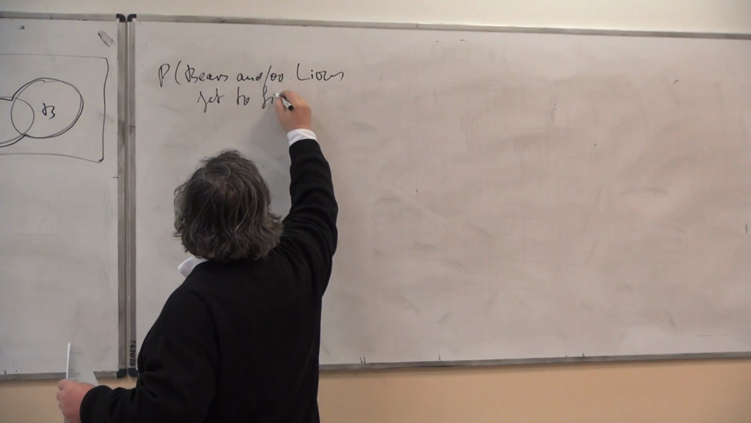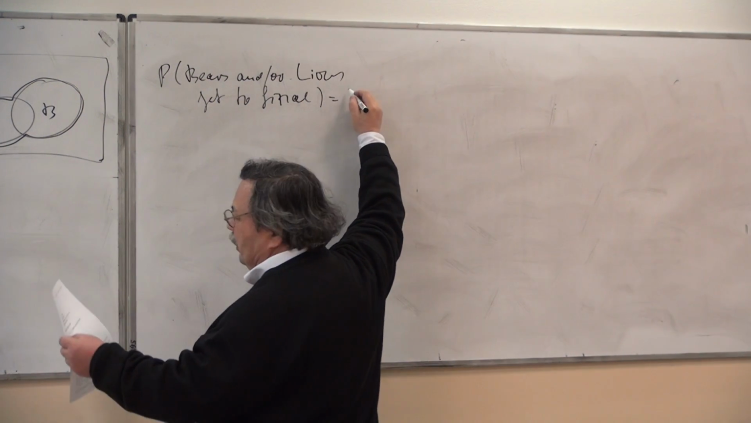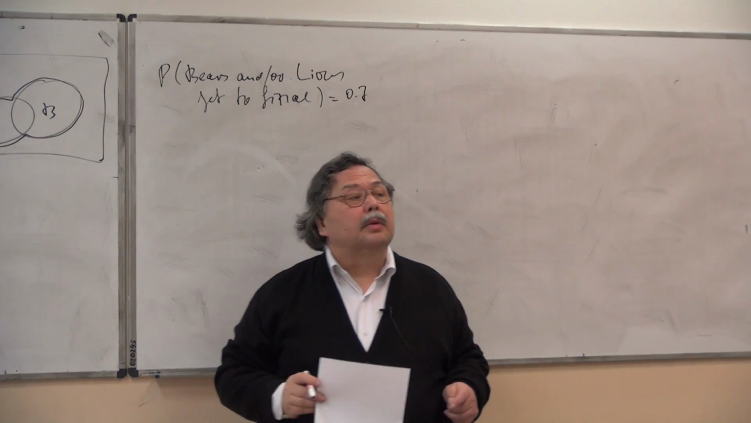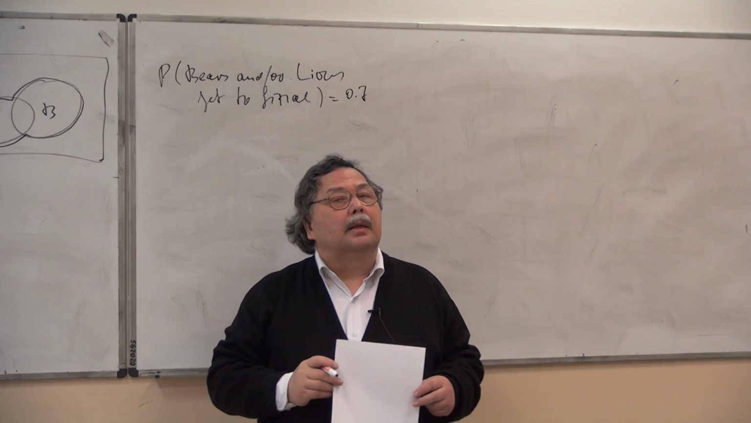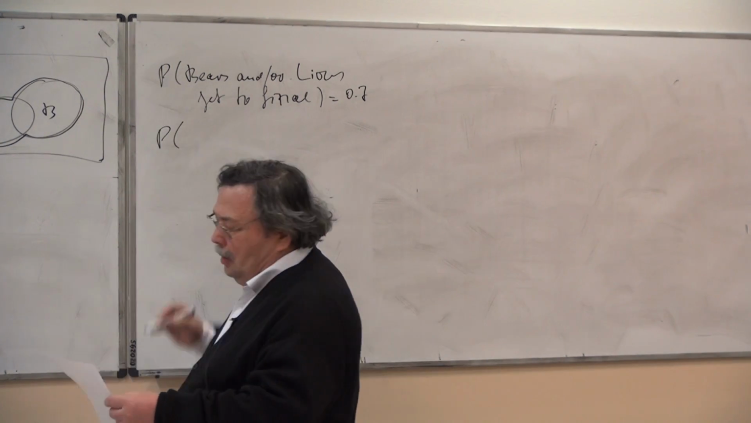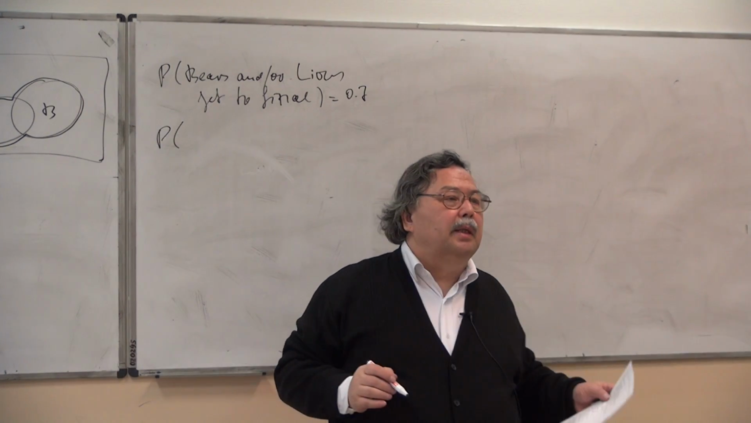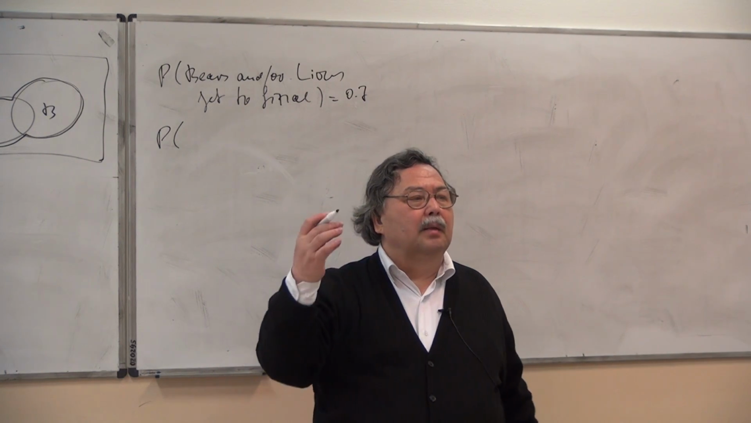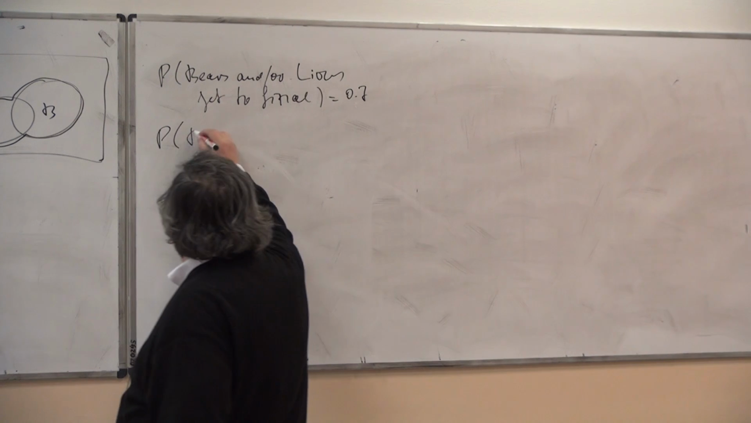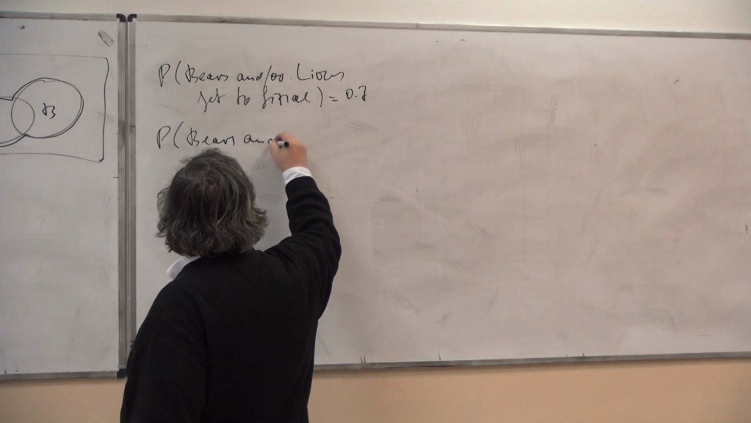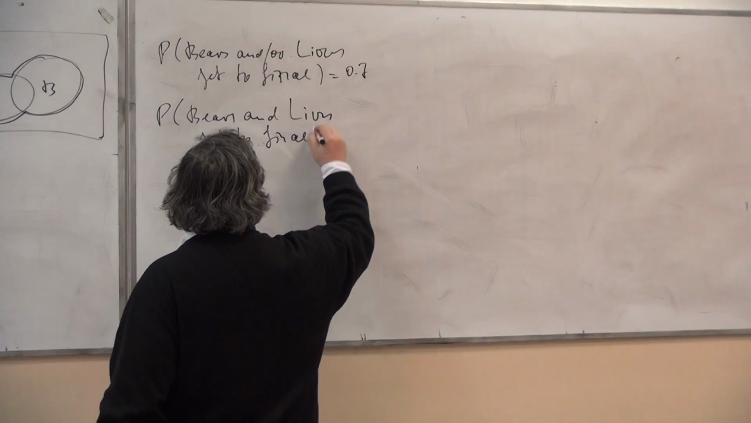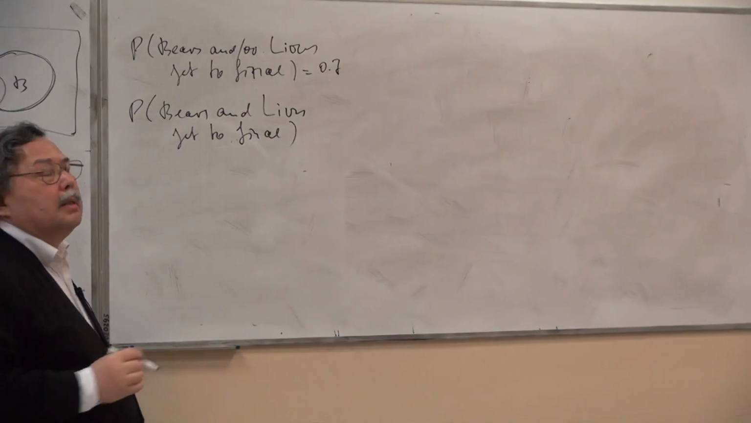Okay? And also, some experts say that the probability that Bears and/or Lions get to the final is 0.7. Okay, so we have these three expert estimates of probabilities. And the question now is this: what's the probability that both teams will get to the final, that the final match will be played between these two teams, Bears and Lions get to the final?